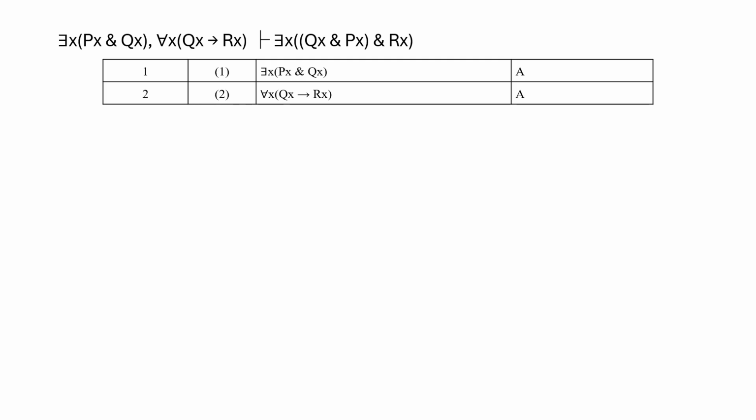So looking at what we have here, we've got an existential quantifier that's going to be restricted. We've got a universal quantifier and the other assumption that's unrestricted. And I've got an existential quantifier here in the conclusion.